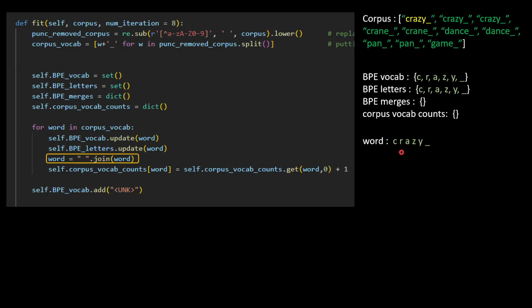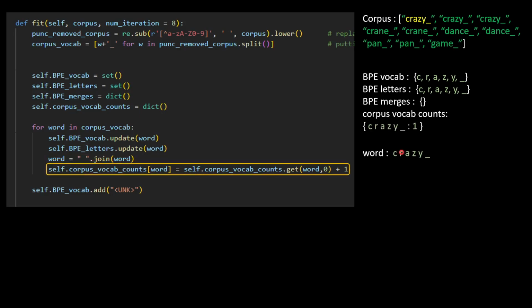So this will make our life a bit easier, and we then need to add it to our corpus vocab counts. In the corpus vocab counts, we are just maintaining how many times we have seen the word crazy in our corpus. Right now we have seen it only one time, so it is updated with a value of 1.